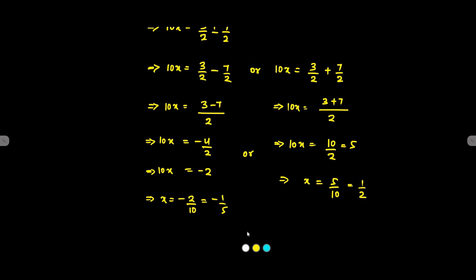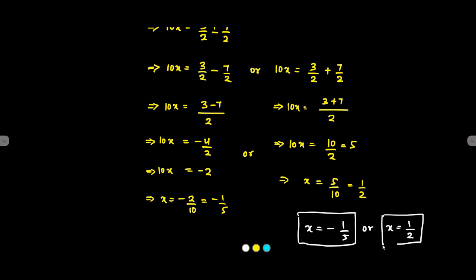So the two solutions, the two roots of x here, are x is equal to minus 1 by 5, or x is equal to 1 by 2. These are the two roots of the quadratic equation. x is equal to 1 by 2, or x is equal to minus 1 by 5. Okay, so this is it.